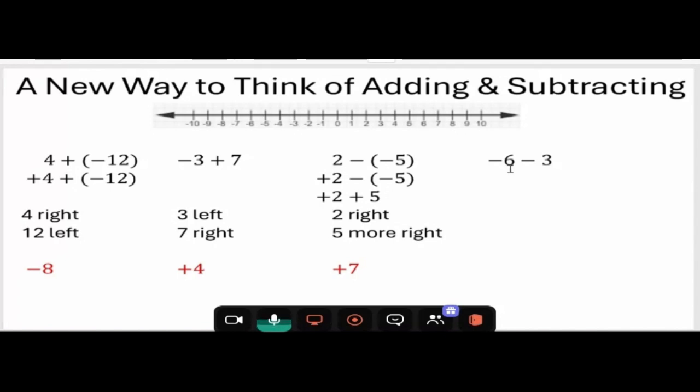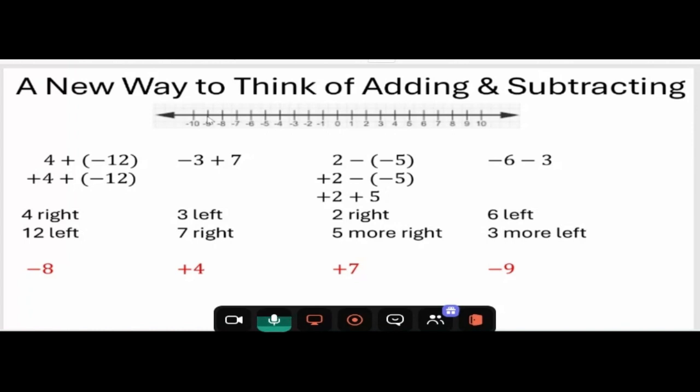Again, on this one, people will look at this and go 6 minus 3 is 3, but actually this says go 6 to the left and then another 3 to the left. Well, if I go 6 left and 3 more to the left, I'm actually at negative 9.